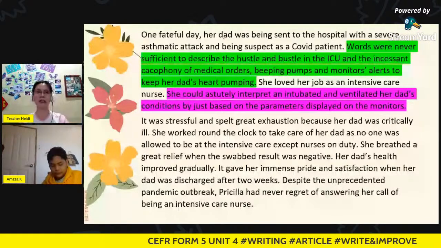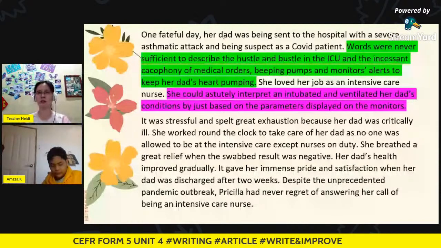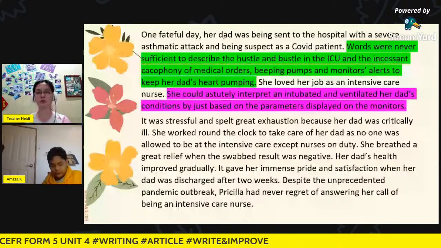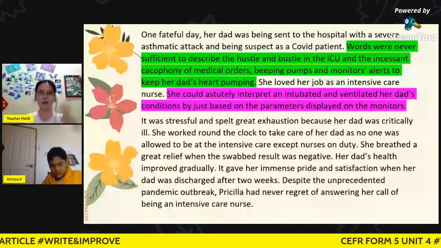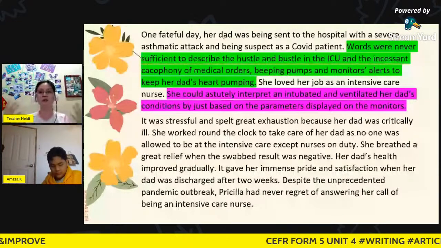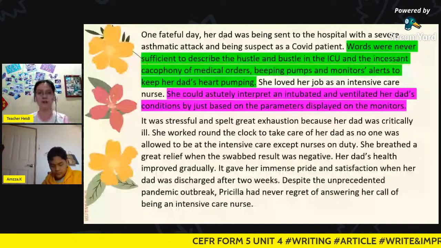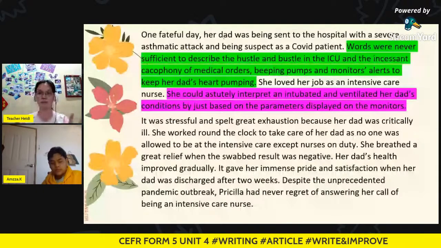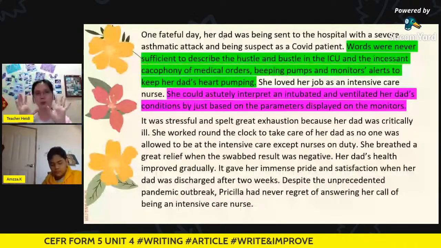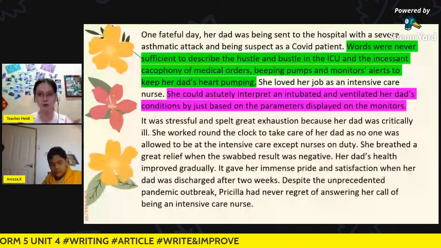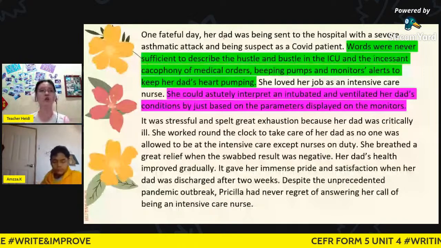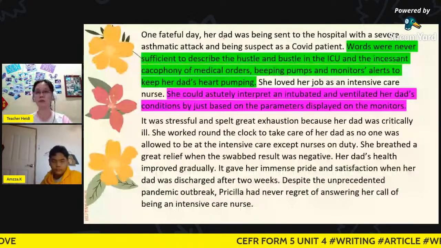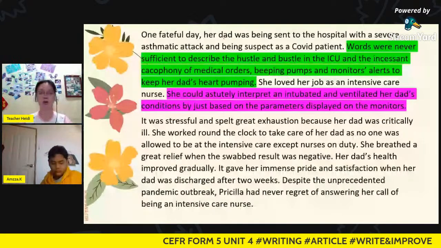Someone is bargaining, the other one is shouting, trying to promote their products: 2 ringgit, 1 ringgit, come and buy, come and see. So that is called incessant cacophony. This means there's no ending to the job. So when you write about the ICU situation, it means that the nurses are working non-stop. Someone will need help here because you're talking about the COVID patient.